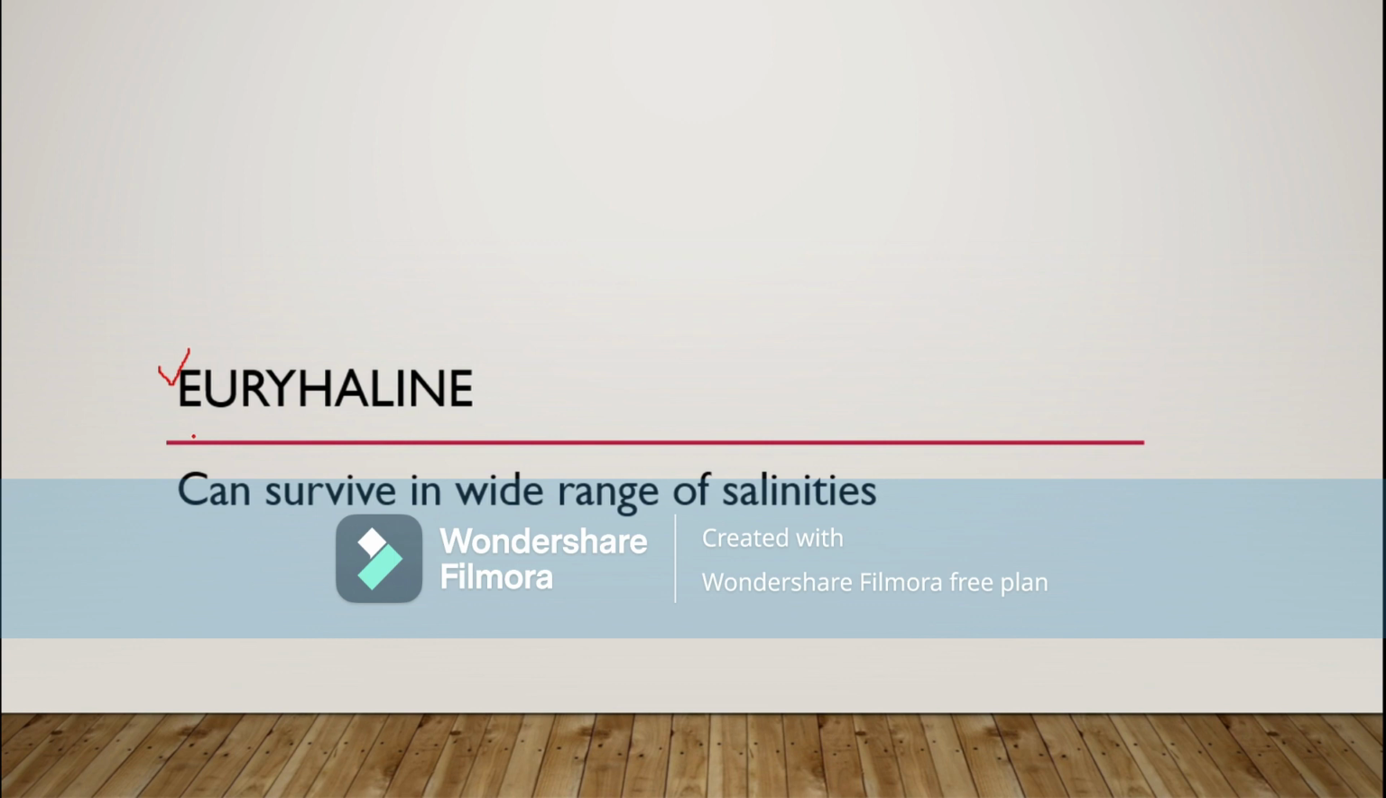I hope you all understand about the osmoconformers and osmoregulators, how the osmoregulators regulate their amount of salts and water in their freshwater and marine environment, and all about the osmoconformers, that they don't have any need of maintaining or adjusting according to the environment. They simply follow the environment and maintain a specific amount of salts and water as such as the environment.